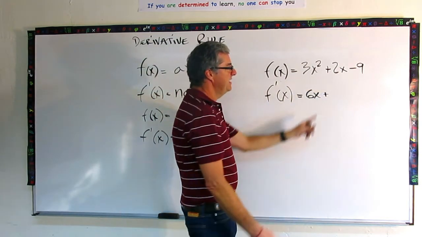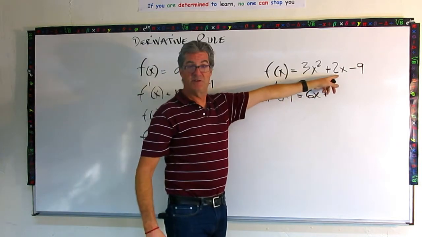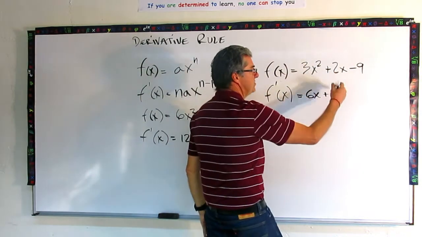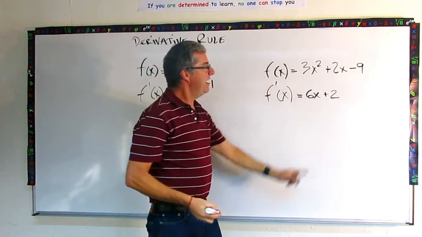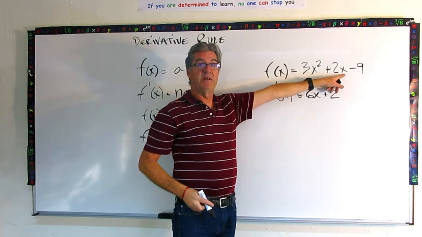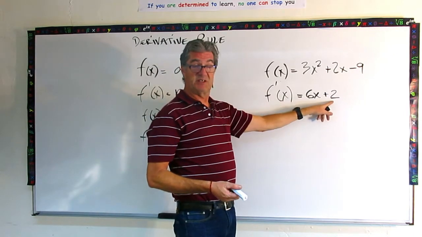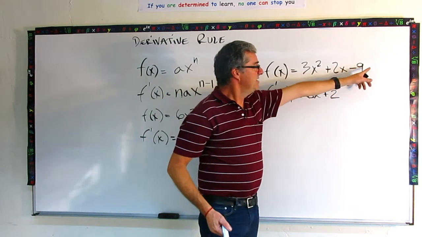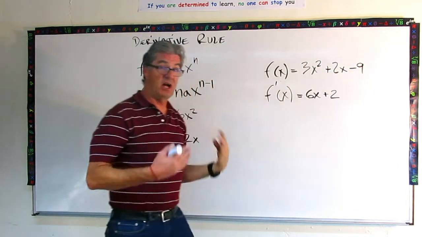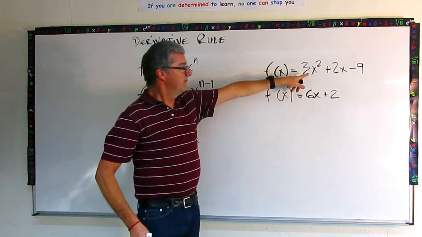Bring down my plus. Now this one, you can still use this rule to evaluate this term. We have x to the 1, so that's going to be 1 times 2, that brings my 2 down, and now I have x to the 0, because I'm subtracting that 1. So anything to the 0 power is 1. So I'm done. 6x plus 2. 9 doesn't have a variable on it. There's no x, so we just drop that off. The constant goes away. Okay? So that's the derivative function for this function.